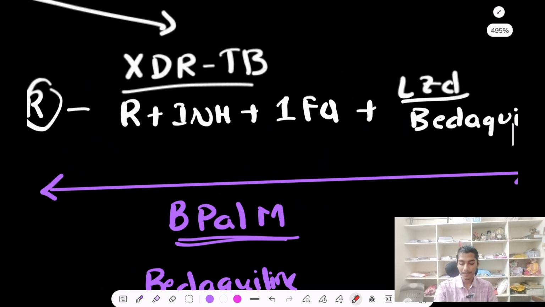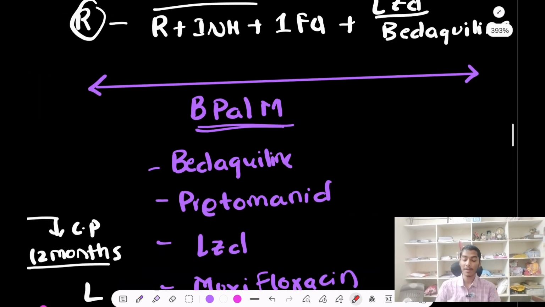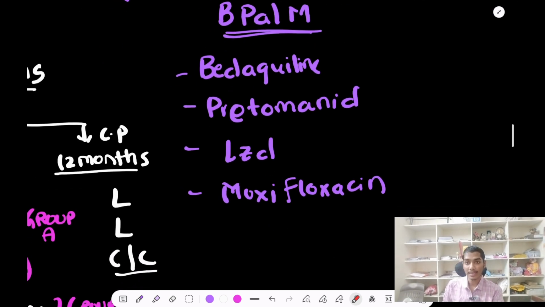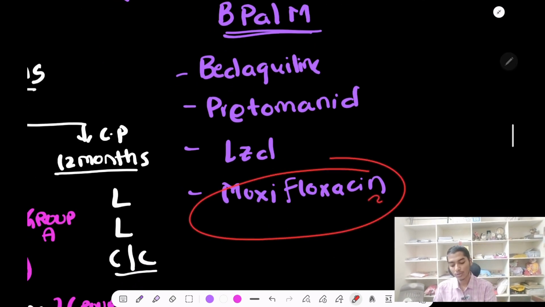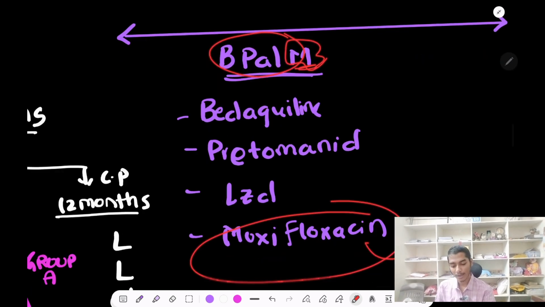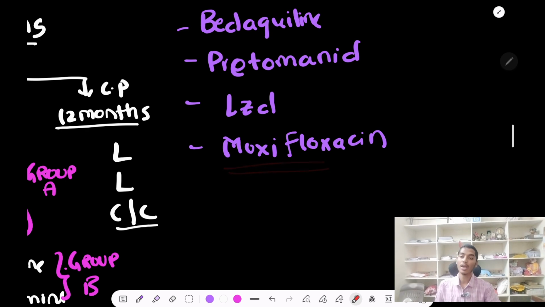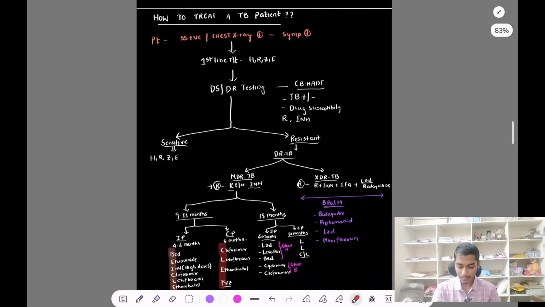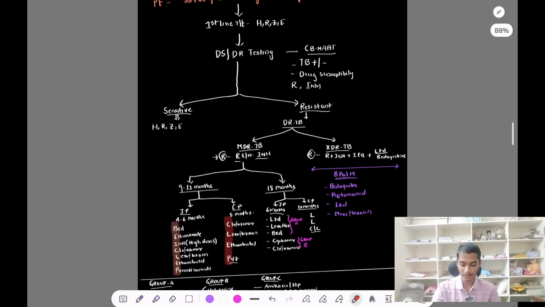Then for extensively drug resistant TB, we have the BPaLM regimen. This BPaLM regimen is given for IPD patients, that is when an inpatient department patient comes to you. We have bedaquiline, pretomanid, linezolid and moxifloxacin. This was recently added. Previously it was the BPaL regimen. Now this M is added to form the BPaLM regimen. That you need to remember. So this is a jiffy of how to treat a patient with tuberculosis. You can see.